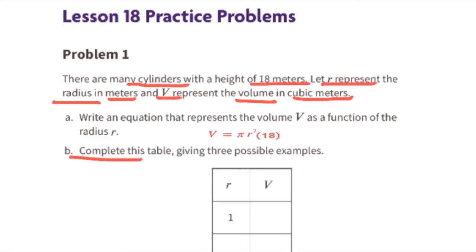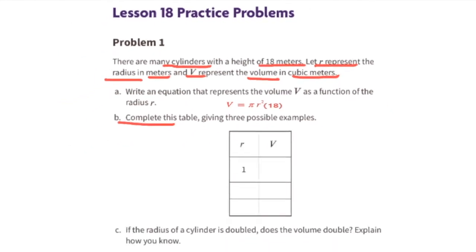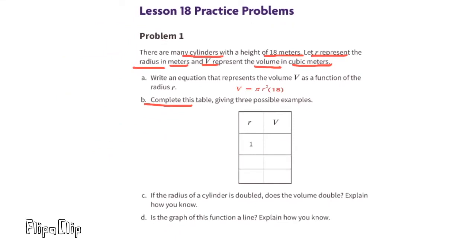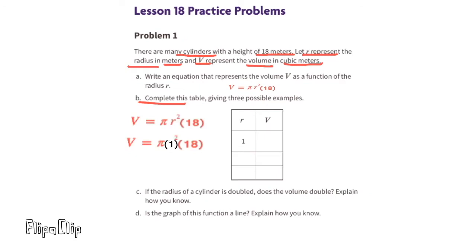B. Complete this table, giving 3 possible examples. In the table, they have a 1 representing the radius. So in our equation, we need to substitute the R with a 1. Now the equation reads V equals pi times 1 squared times 18, which is equal to V equals 18 times pi, or V equals pi times 18. When the radius is 1, the volume is 18 times pi.